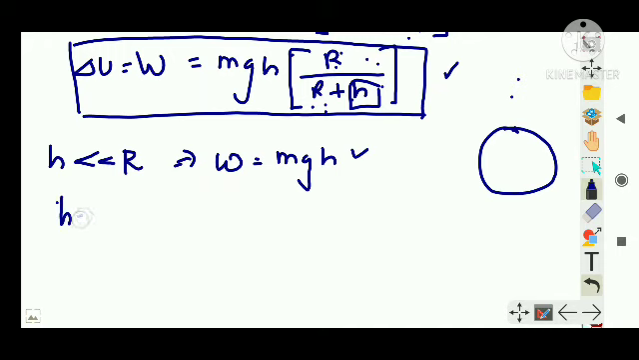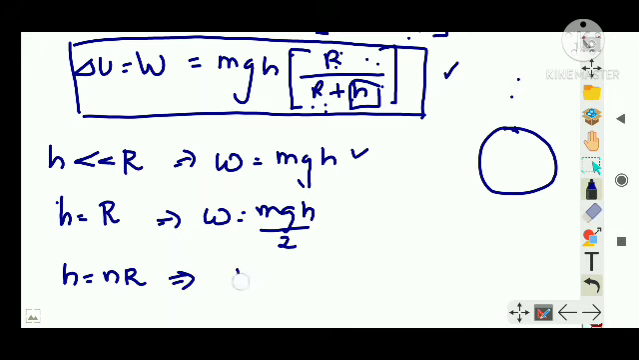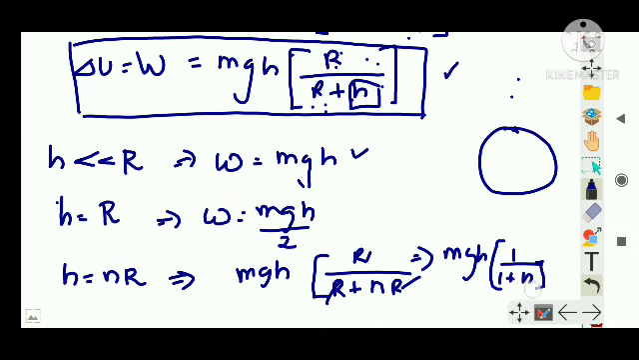Now what happens if the height to which the object has been raised is equal to the radius of earth? Then the work done will become mgh into r divided by (r plus r), that is r divided by 2r. So r cancels. Let me check, why did I make a mistake? h and r are equal, so mgh times r divided by 2r, so mgh by 2. Now if h is equal to nr, a height much greater than the radius of earth, it becomes mgh into r divided by (r plus nr). So r cancels, and I can write mgh into 1 divided by (1 plus n).